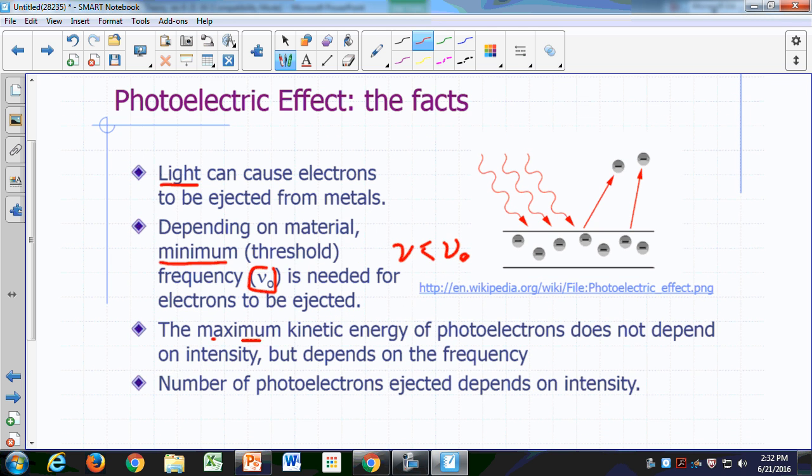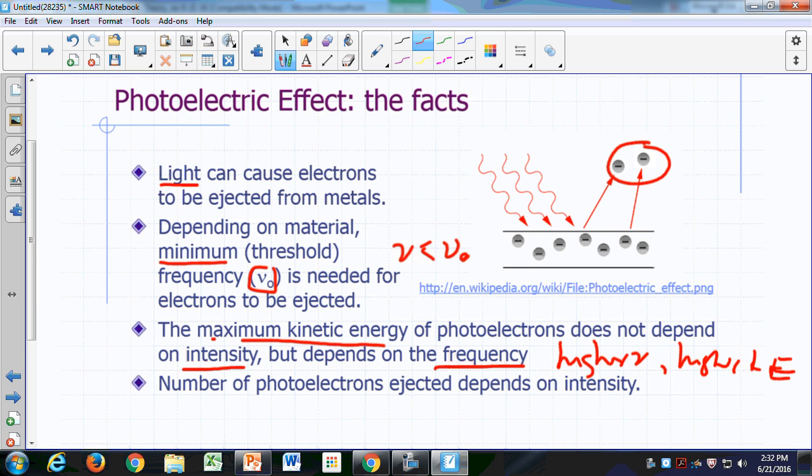Also, you can measure the maximum kinetic energy of the electrons that are ejected. Okay, these energies do not depend on how intense the radiation is. Again, it's anomalous because why wouldn't it be? You make the radiation more intense, you're providing more energy. Why can't you get more energetic electrons? But it does depend on the frequency. The higher the frequency, the higher the kinetic energy of the electrons that are ejected.